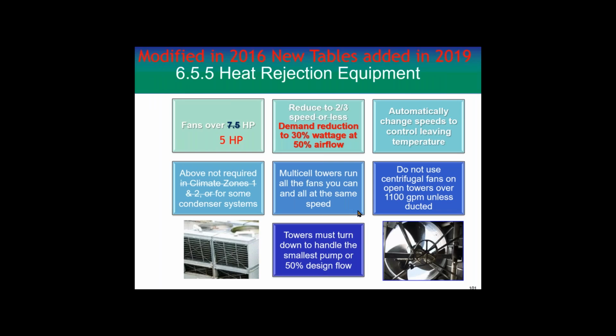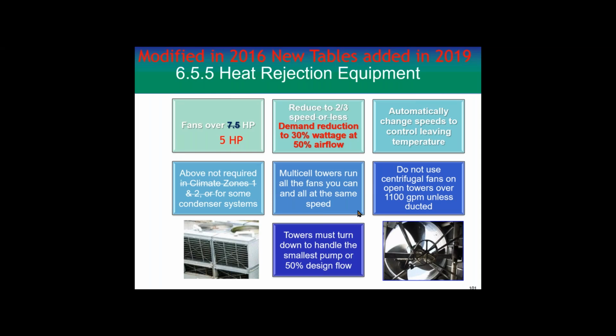So heat rejection, the efficiency tables were modified a little bit last year, but not much. Basically, we lowered the fan horsepower that required a variable speed drive or some sort of drive. Variable speed drive is probably the one you'll get. And we require the cooling towers to automatically change fan speeds to control the leaving temperature.